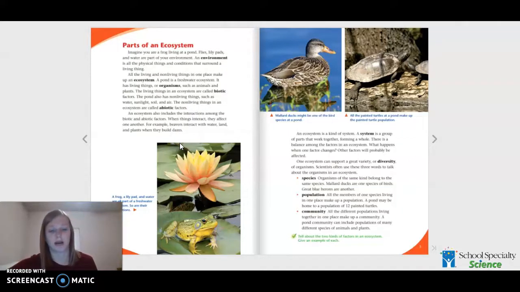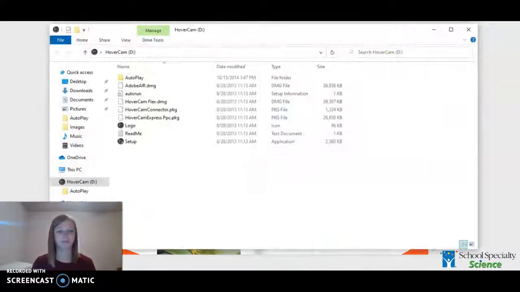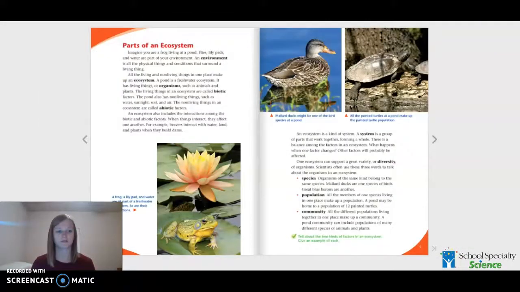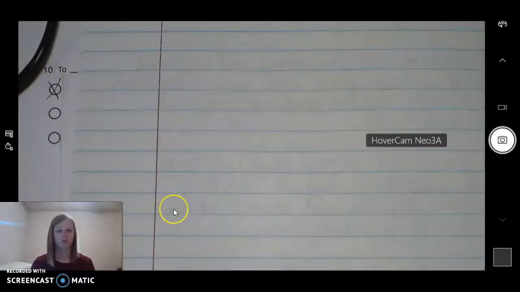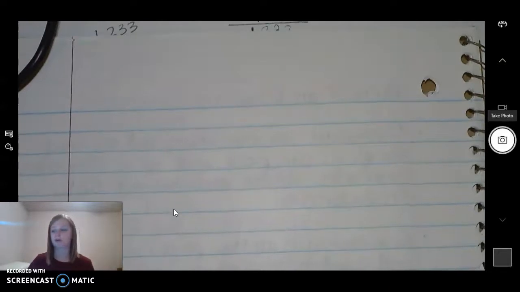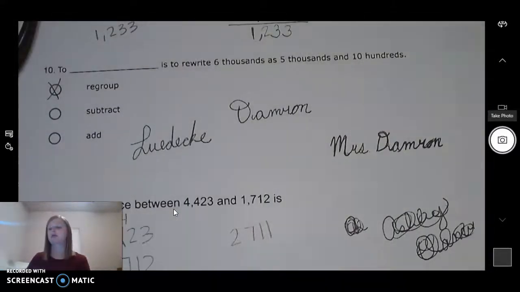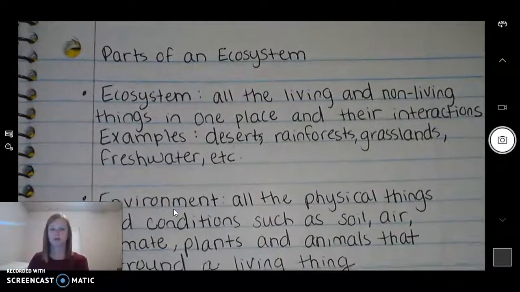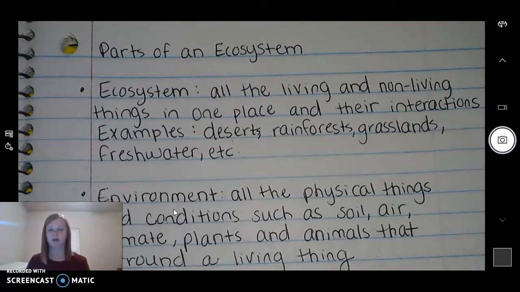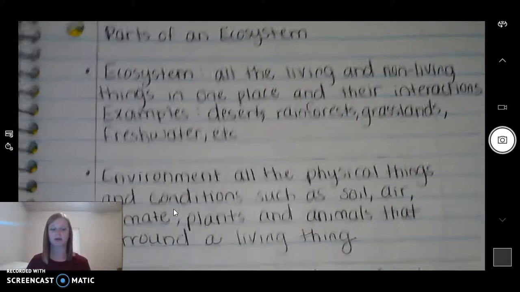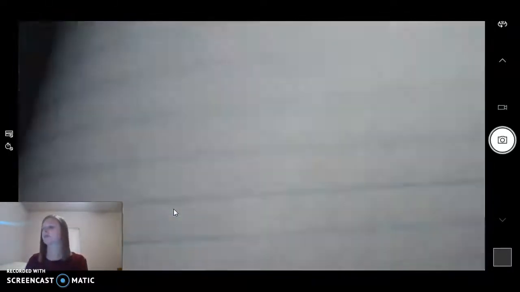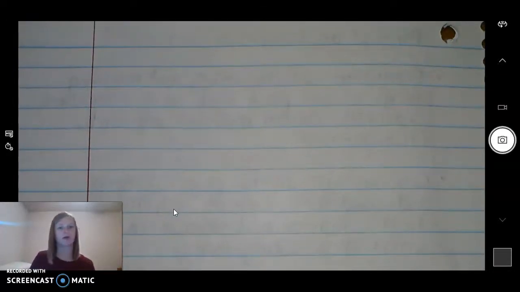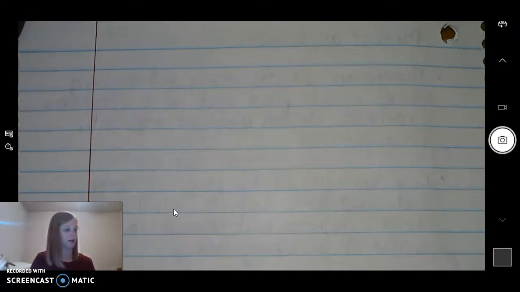So let me turn on my document camera. All right, so we have our notes that we took last time on this previous page. Okay, there's our notes that we took last time. We're going to add to our notes abiotic and biotic factors. So let me flip this over. All right, we're just adding these to our notes that we took last time.